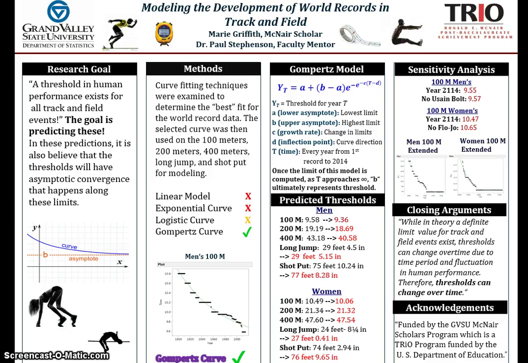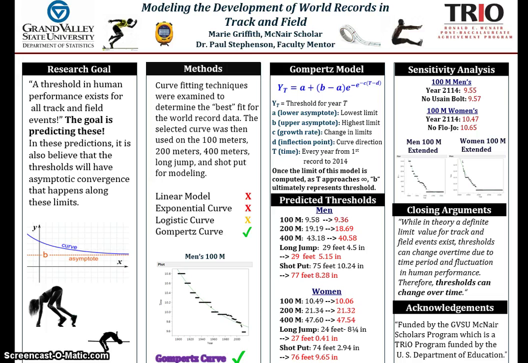The second curve would be the exponential curve. Now, the exponential curve was a little bit better fit than the linear model, but it's still not completely accurate because it's still saying that the world record will steadily decrease until it reaches the asymptote in a curve-like form, which is not the case.